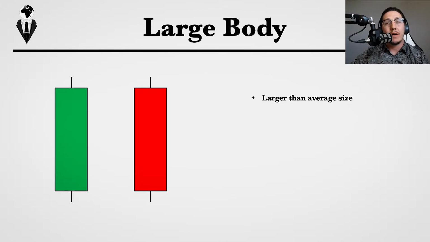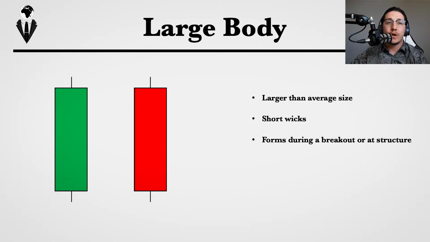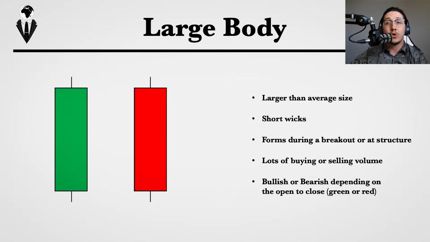These ones are going to have very small wicks, if any, representing that there was full control by either the buyers or the sellers. Like I said, they're going to have short wicks, and likely these are going to form during a breakout. So if price was stuck at a certain level for a while and finally broke through, you'll see a big, large impulse. Or once price gets to a certain structure level and it gets rejected from that level, you'll see a lot of either buying or selling pressure. So, like I said, lots of selling and buying volume. This represents either a bullish or bearish move depending on the color of the candle.